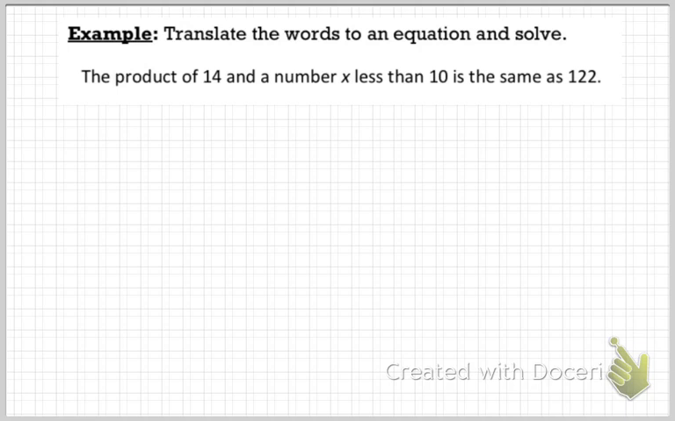Last problem. Translate the words to an equation and solve. Okay, we've been doing this. Nothing different, except now it's an equation, so there's going to be an equal sign involved. So let's see. The product, remember, product means times. So two things are going to get multiplied. 14 times x. Less than means to subtract. 10 is the same as, that means equal to 122.